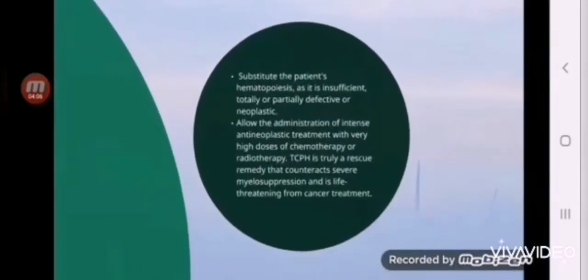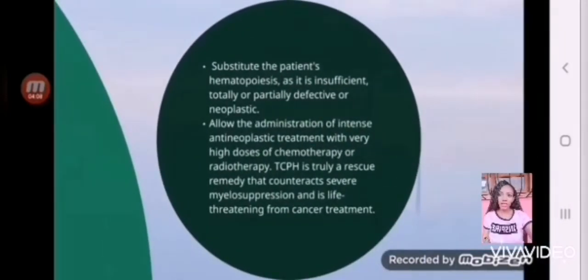Application in nursing. Substitute the patient's hematopoiesis when it is insufficient, totally or partially, definitive or neoplastic. Allow the administration of intensive anti-neoplastic treatment.